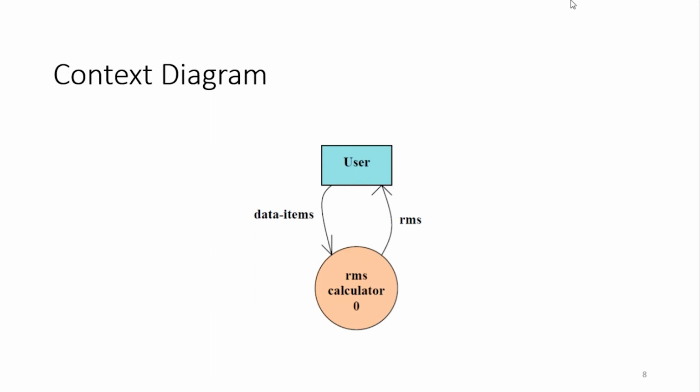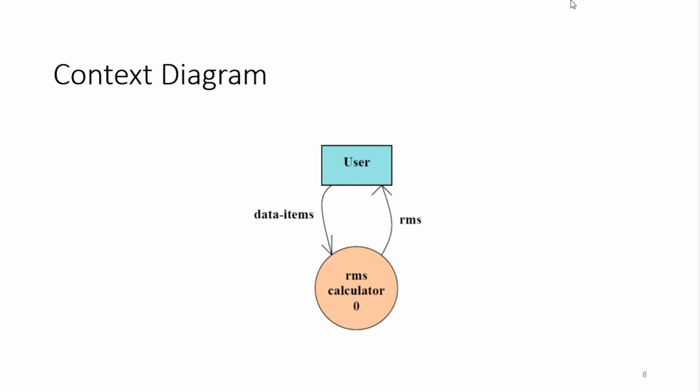So for that particular system, which reads three numbers from the user and then gives the output of the root mean square of those three numbers, you have to show that in the level 0 diagram, the context diagram.